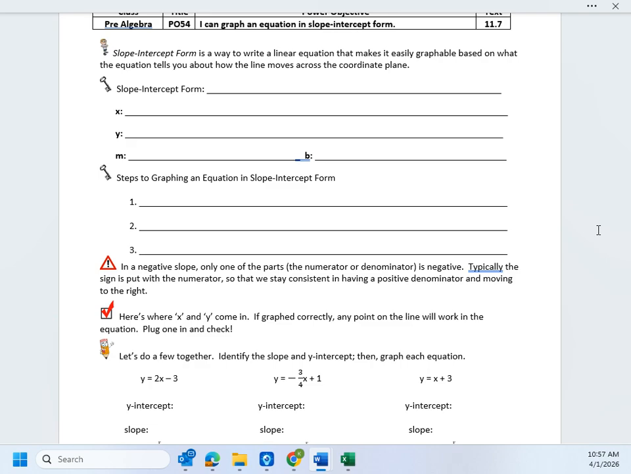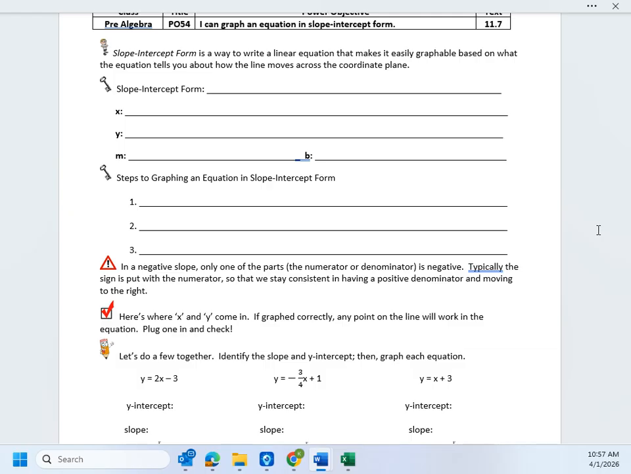So we need to figure out what that slope-intercept form is and what all the different parts mean. The slope-intercept form is a way to write a linear equation that makes it easily graphable based on what the equation tells you about how that line moves across the coordinate plane. So we're going to be using our X and Y intercepts. We're going to be using our slope. Remember what we know about that slope from the last unit, that rise over the run. So we can plot 2 points, our X and our Y intercepts. We can figure out that slope and how that line is going to continue.